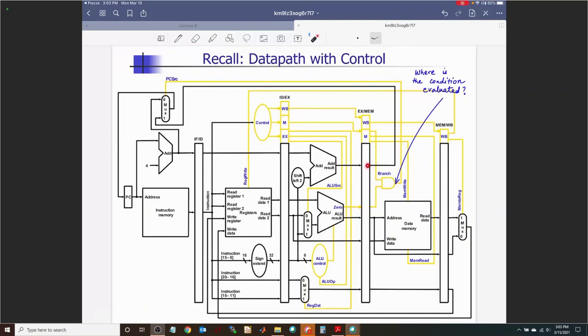But the condition is evaluated over here in the memory access stage, right? But by that time, some other instructions have already started working on things. If you are here, one instruction is here, here, and here. The other instruction is here and here. And the third instruction is here, right? So three other instructions below that branch have already come into the pipeline, which we may not need to worry about if the condition is false.